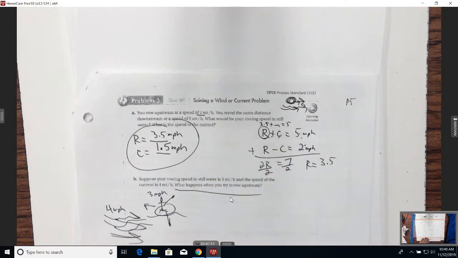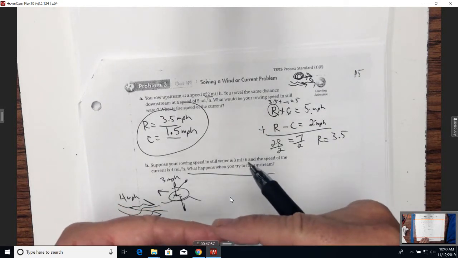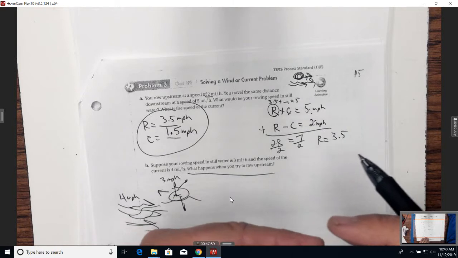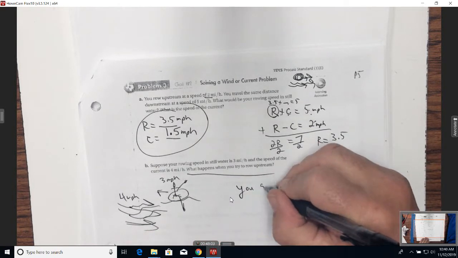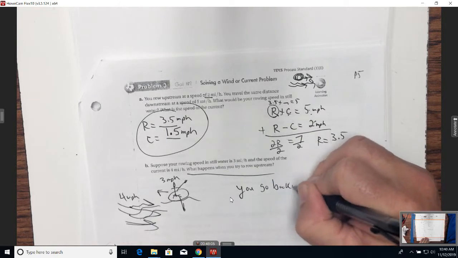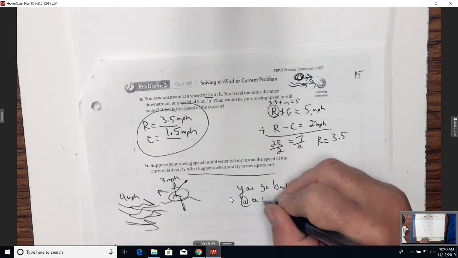Answer the question. What happens when you try to row upstream if the current's pushing you this way at 4 miles per hour and you're rowing at 3 miles per hour? You're going backwards. At a rate of what?